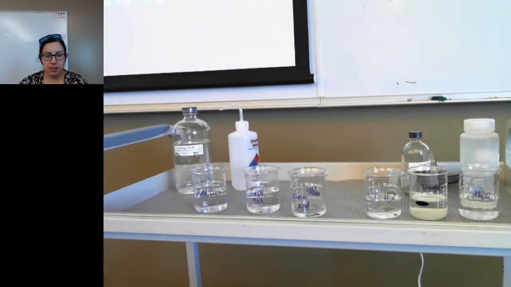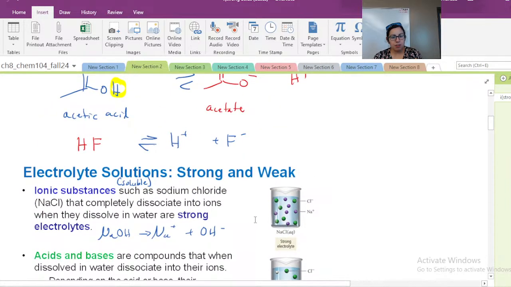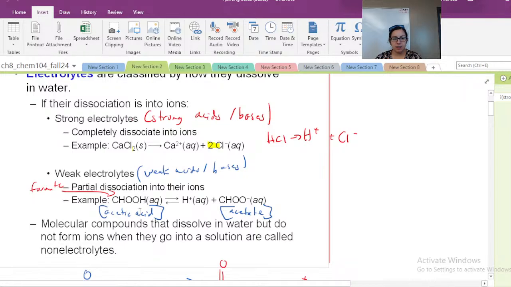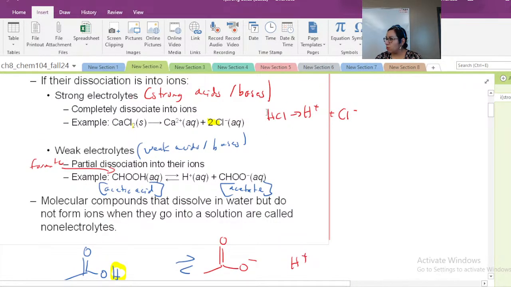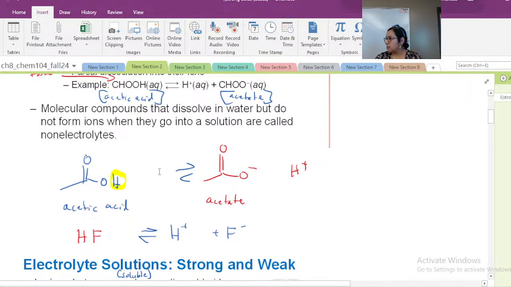All right, so that was, again, just recapping: our non-electrolyte versus weak versus the strong, fully dissociated. All acids and bases are electrolytes. It's just a question of, is it strong or weak? We've mentioned HCl was strong because it fully dissociated, and we talked about the acetic acid that we worked with.